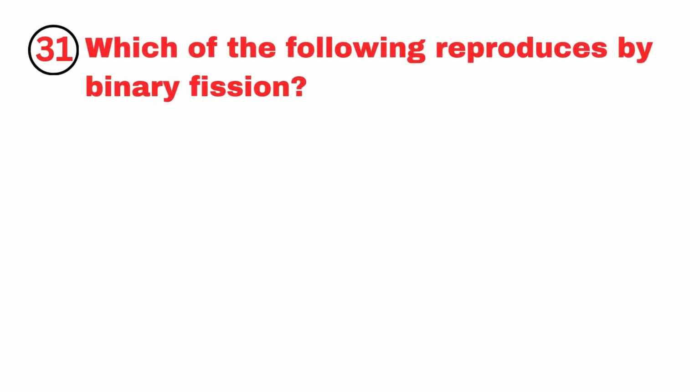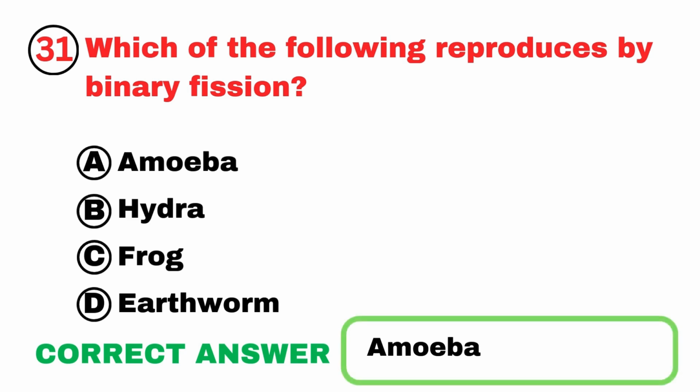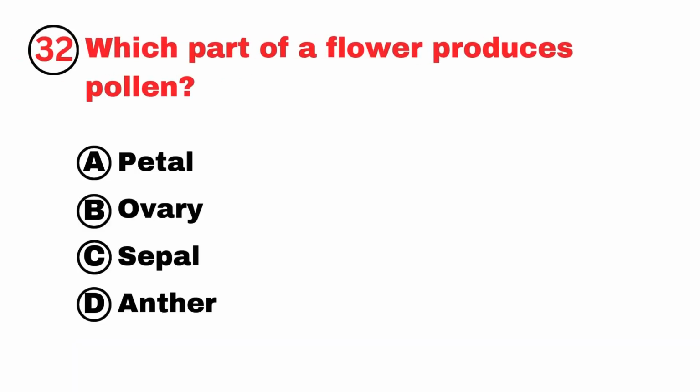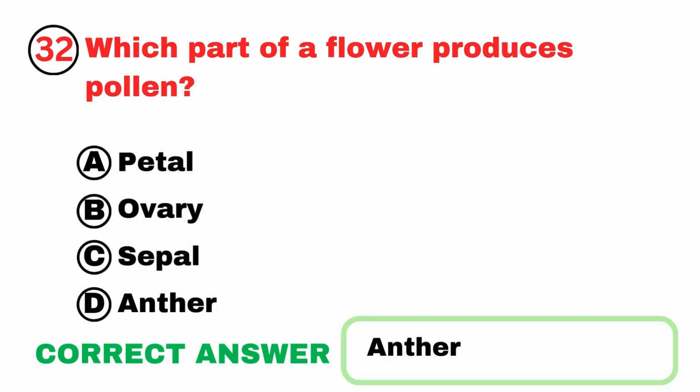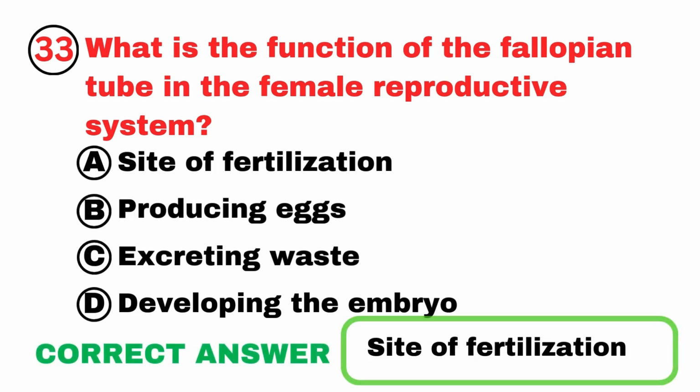Which of the following reproduces by binary fission? Amoeba. Which part of a flower produces pollen? Anther. What is the function of the fallopian tube in the female reproductive system? Site of fertilization.